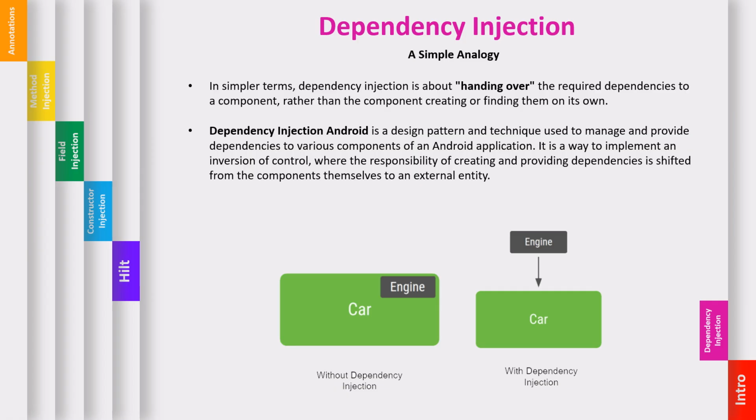This is a quick introduction to dependency injection. So I want you to understand that dependency injection is about separating, decoupling object creation from object usage. Instead of a class creating its own dependencies, these dependencies are provided from an external source.